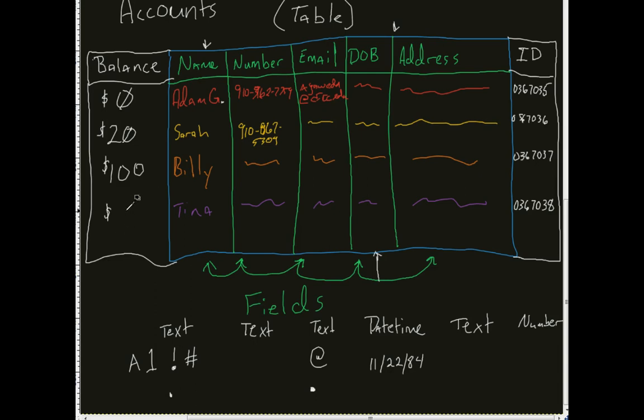Actually, let's say I owe Tina money. I actually have an outstanding balance with Tina. Instead of Tina owing me money, I owe Tina money. Now, this is still a number, but this is considered a currency data type because, again, it's math, it's numerical values, but in that sort of dollar sense.